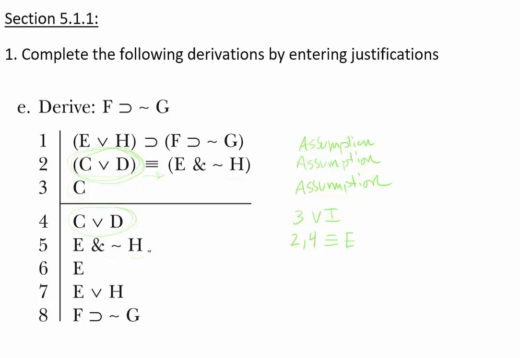Once we have this, then we know both of these things. So we just do 5 conjunction elimination to get E. Then we're going to wedge on H. So 6 disjunction introduction. And now we have something that looks like the antecedent in the conditional in line 1.